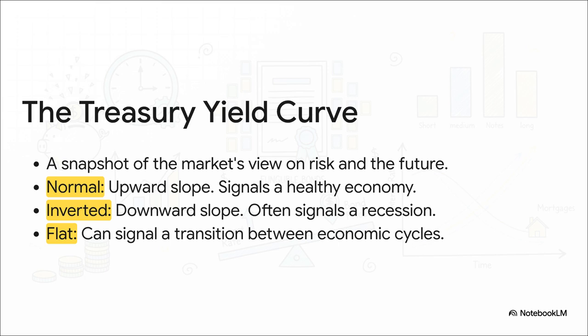Normally, the curve slopes up, which means a healthy economy. But sometimes it inverts. It actually slopes down. That means people are demanding higher interest for a short-term loan than a long-term one, which is just weird. It's basically the market shouting a warning that it sees a slowdown coming. And historically, it's one of the most reliable recession indicators we've ever found.